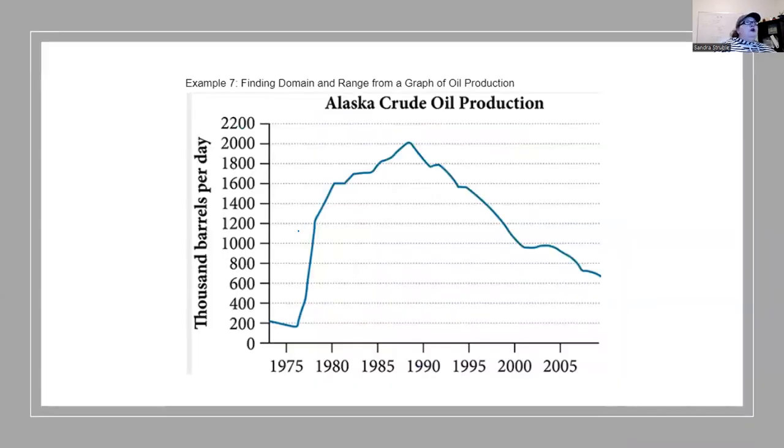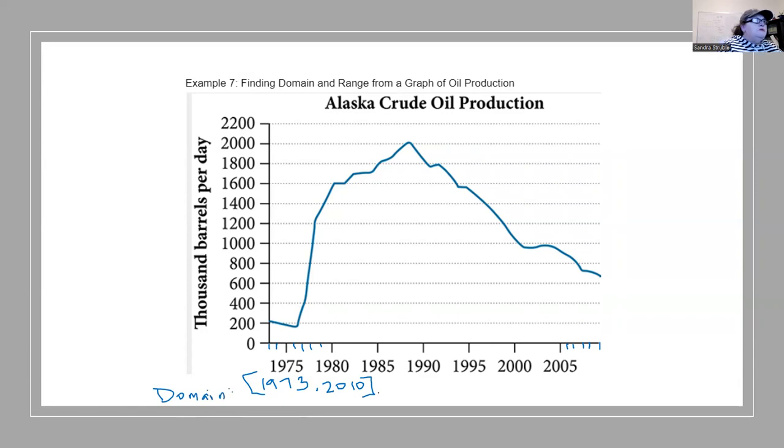Alaska crude oil production. Find the domain and range. So the domain, we're going to look along the dates at the bottom to receive our domain. And gosh, this is hard. It was hard in class too. I don't remember what numbers we chose in class. I look at it this way: 75, 76, 77, 78, 79. So I probably have 2 points here. So I'm going to go from 1973, including, all the way over to, it looks like a 10, to 2010, including. And this is my domain.